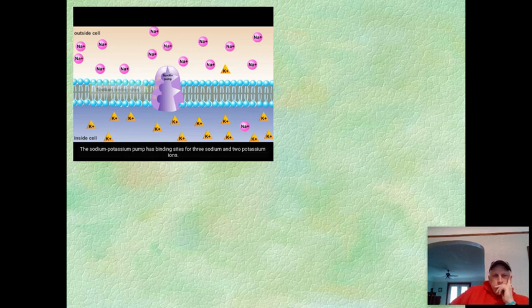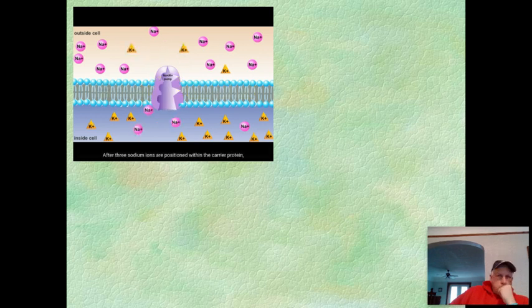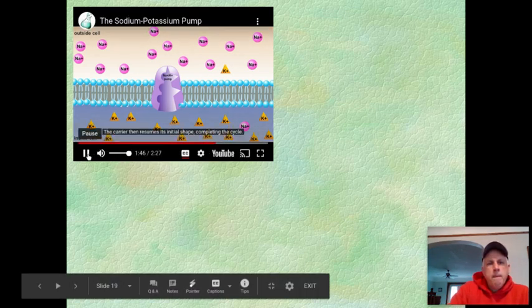The sodium-potassium pump has binding sites for 3 sodium and 2 potassium ions. Let's follow the movement of the sodium ions first. After 3 sodium ions are positioned within the carrier protein, an ATP molecule is split, releasing phosphate. This phosphate binds to a location on the exterior of the carrier protein, causing the protein to change shape. As the protein changes shape, the 3 sodium ions are released to the other side of the membrane. Next, 2 potassium ions position themselves within the carrier protein, causing it to undergo another change in shape. In the process, the phosphate molecule is released. Once the phosphate molecule is released, the carrier protein expels the potassium ions into the interior of the cell. The carrier then resumes its initial shape, completing the cycle.